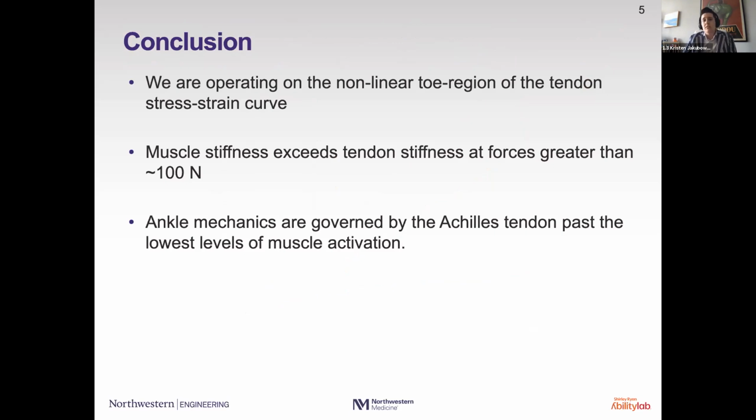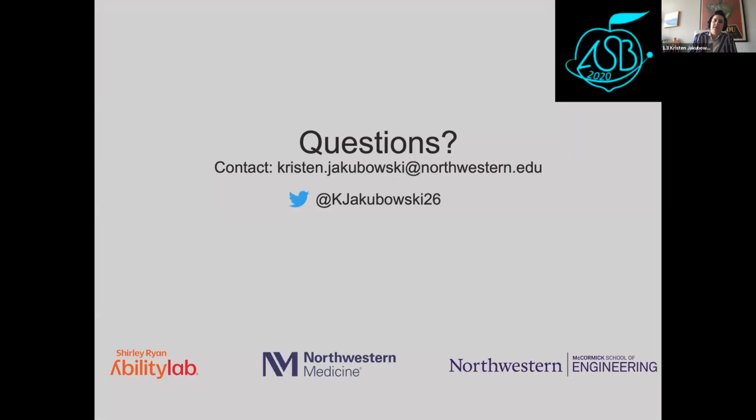This also means that the torque-dependent increase in ankle stiffness that's normally attributed to the muscle is actually due to the nonlinear properties of the tendon. Ultimately, these findings are not only useful for understanding the unimpaired control of posture and movement, but our technique may also be useful for tracking mechanisms contributing to altered ankle mechanics that occur with aging, injury, or pathology. Thank you for listening, and I can answer any questions.